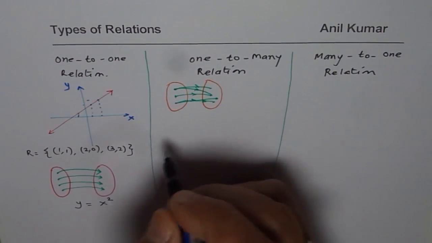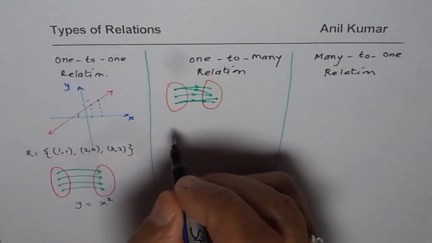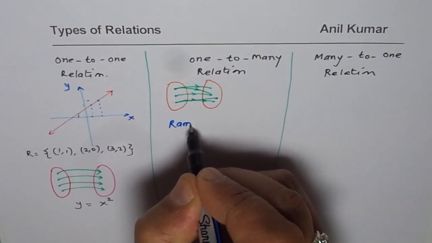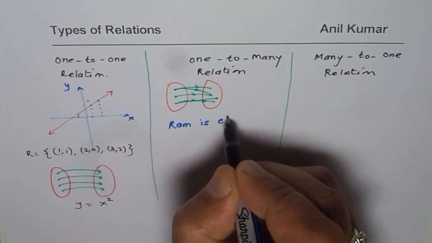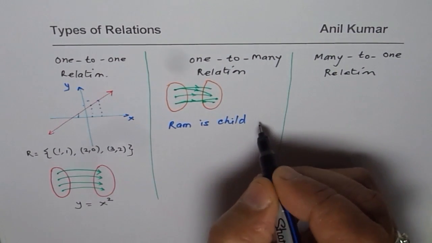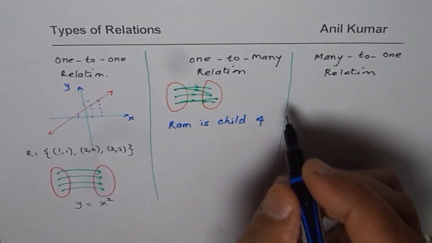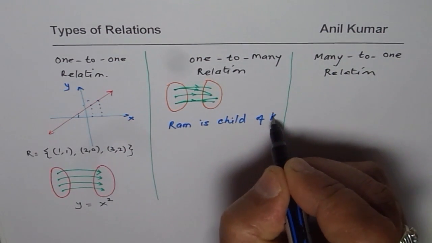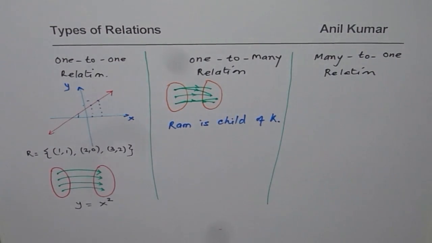One of the examples for this relation could be child. So a mother can have many children, right? So we say that Ram is child of K. So a mother can have many children, for example. So that is a one-to-many relation, a child of, correct?